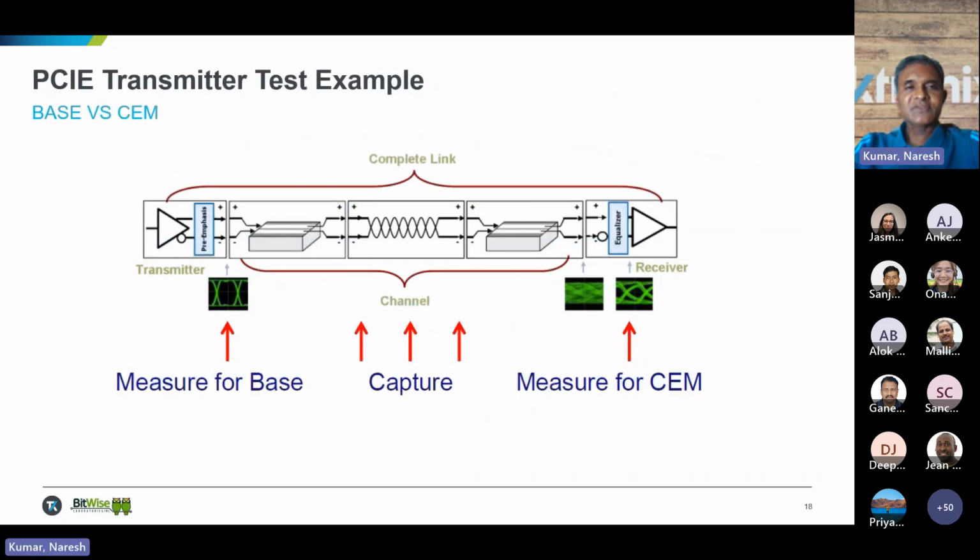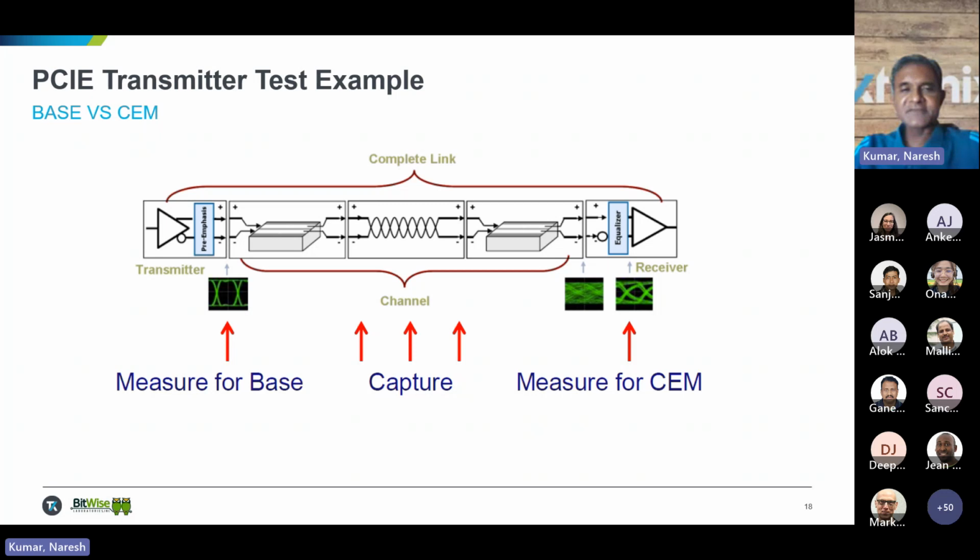So an example is the PCIe transmitter test. If you look at this, there's a transmitter and there is a receiver on the other end. In the case of PCI Express, there are two specifications which are defined. One is a base specification, the other is a CEM specification. The base specification is more at the chip level, just to simplify it. And the CEM specification is more like the add-in card or the system level specification, mostly the add-in card specification.